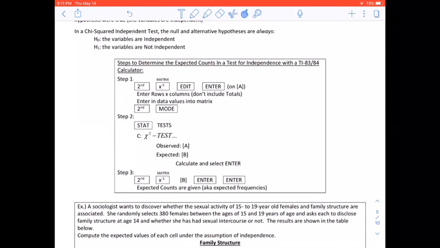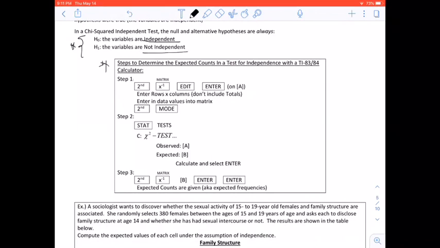In a chi-squared independence test, the null and alternative hypotheses are always going to be: H0, the variables are independent, and H1, our alternative, the variables are not independent, or dependent.